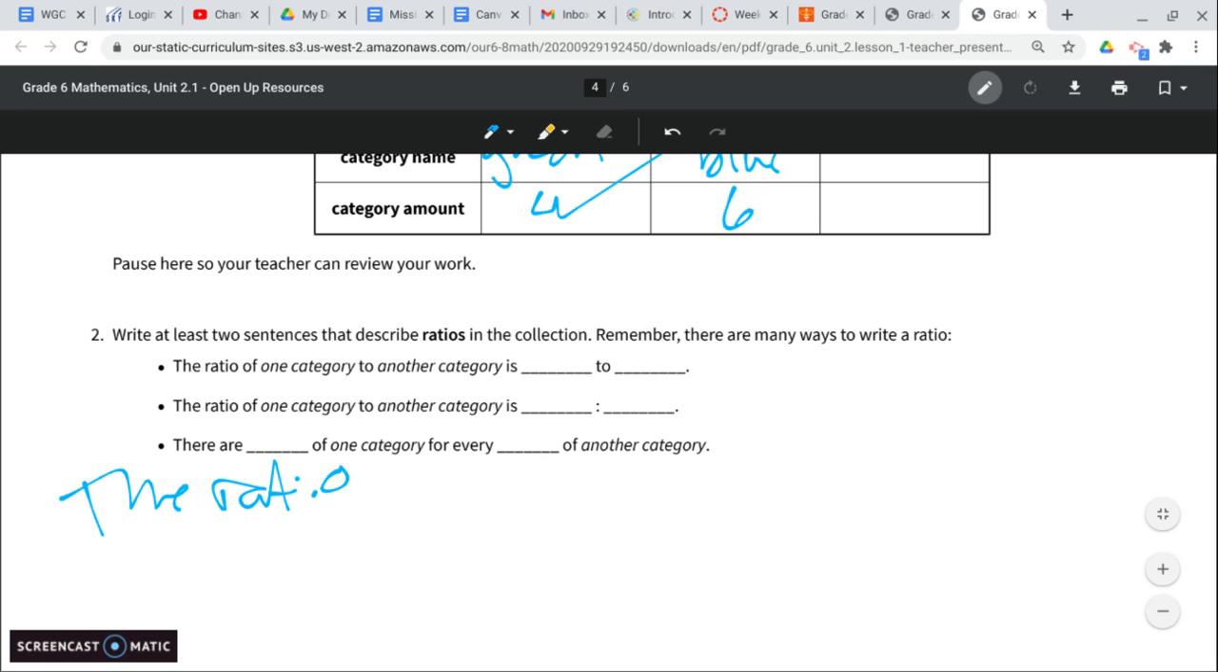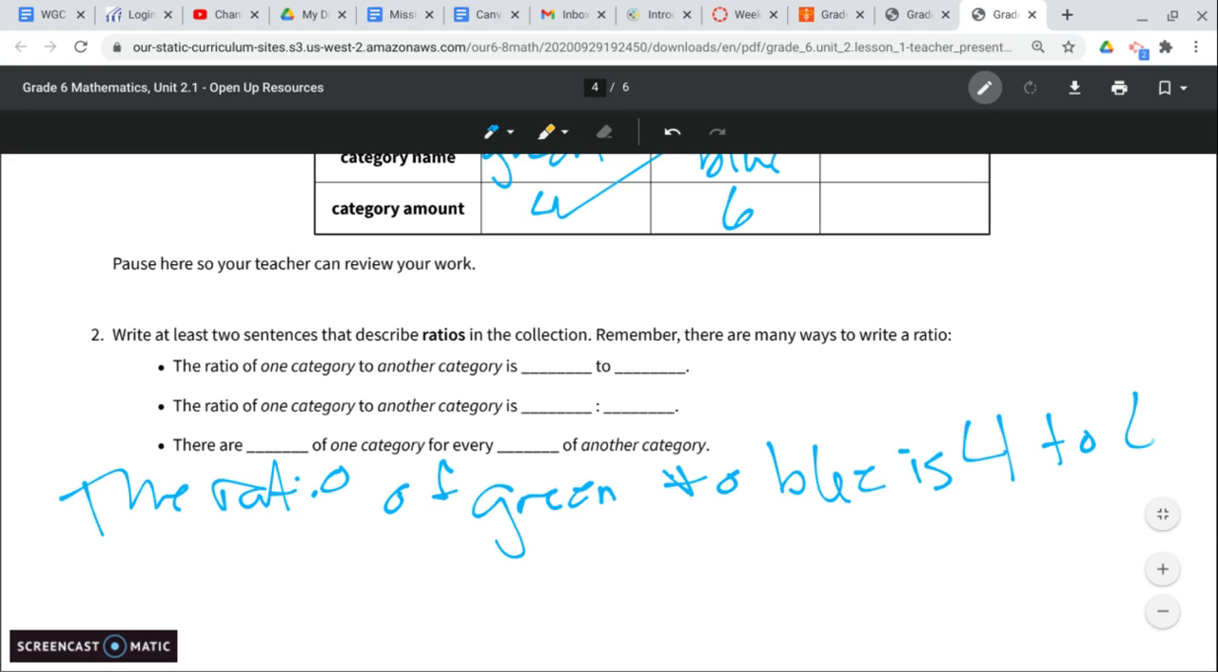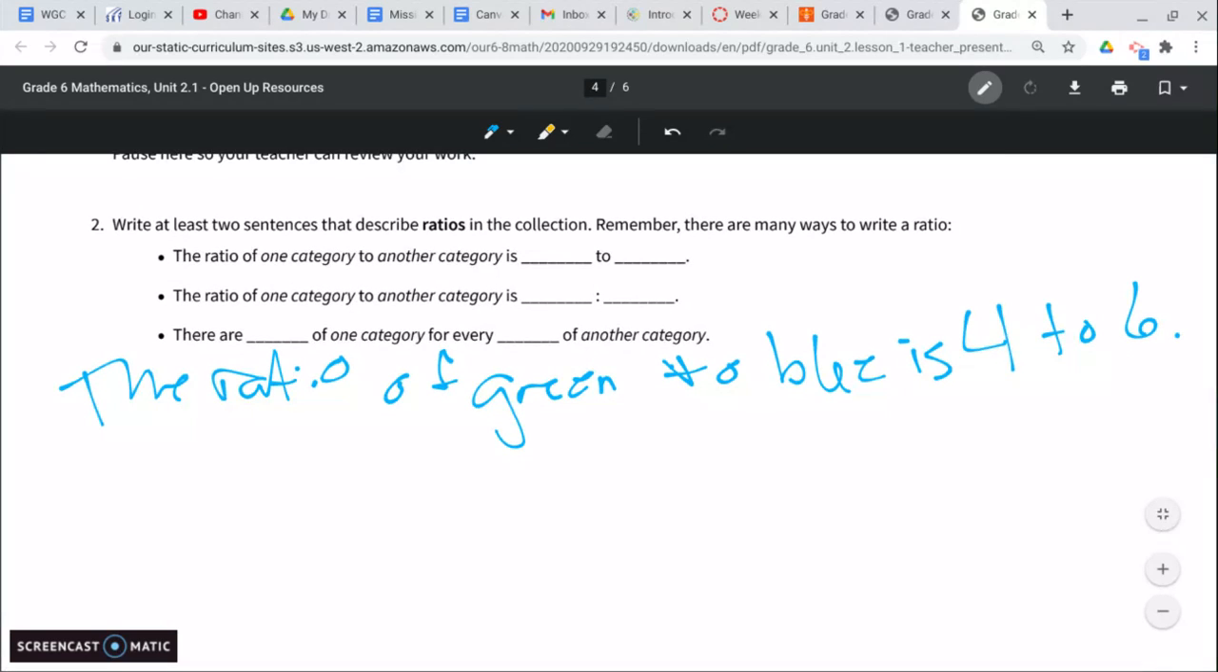So the ratio of green to blue is 4 to 6. There's our answer. That's how we'd write out this equation.